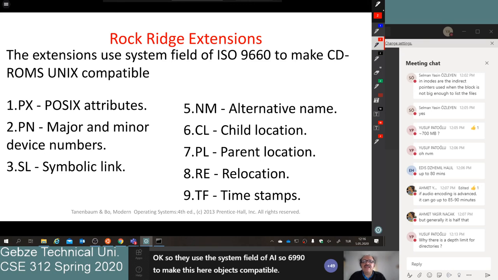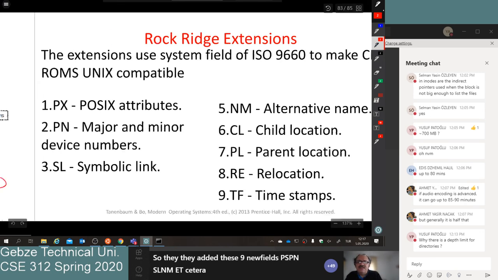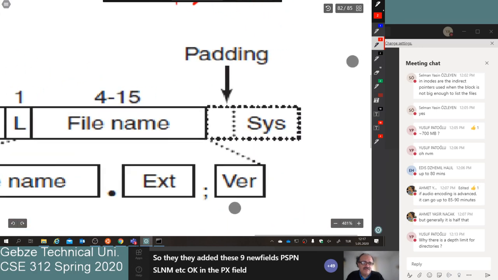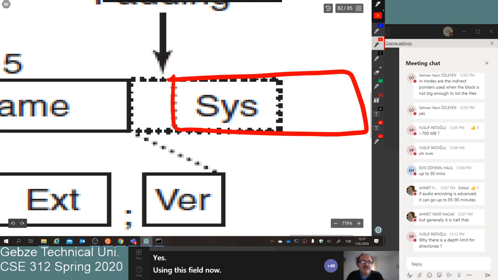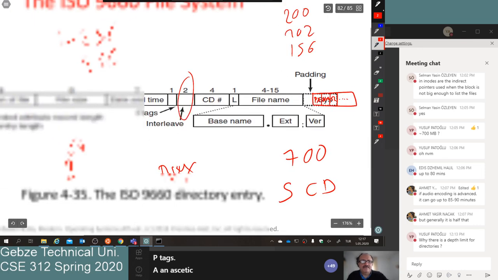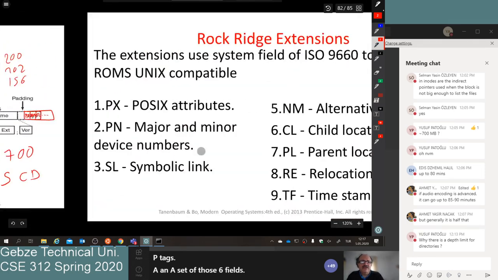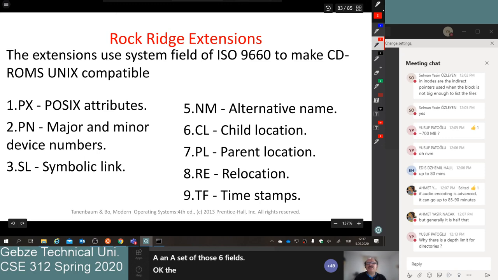So they added these new fields: PX, PN, SL, NM, etc. In the PX field, remember they are using this field now to keep all that information. PX, NM, SL, etc. The PX contains the POSIX attributes like the read permissions, write permissions, execute permissions, etc.